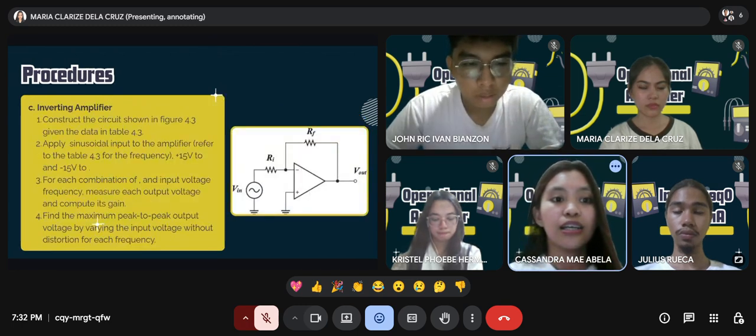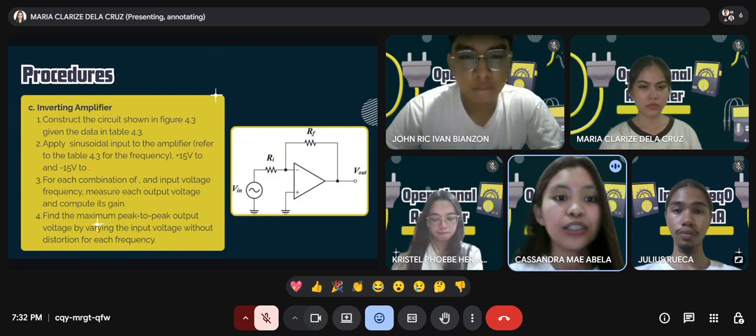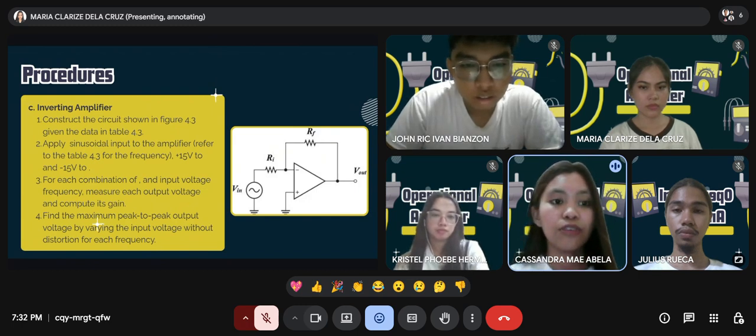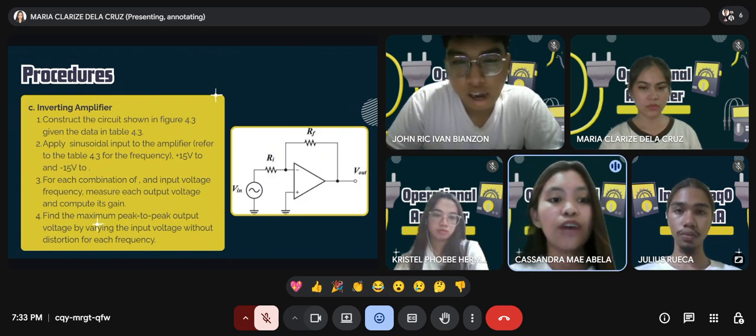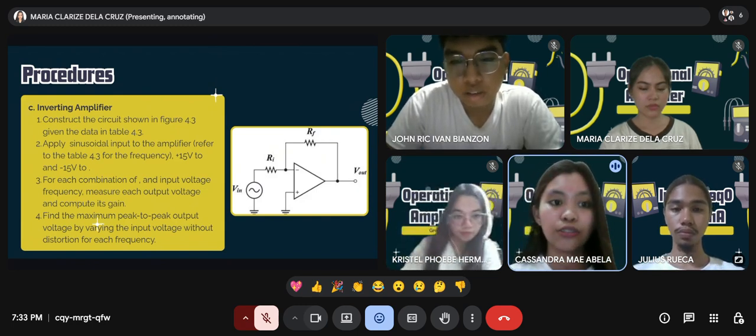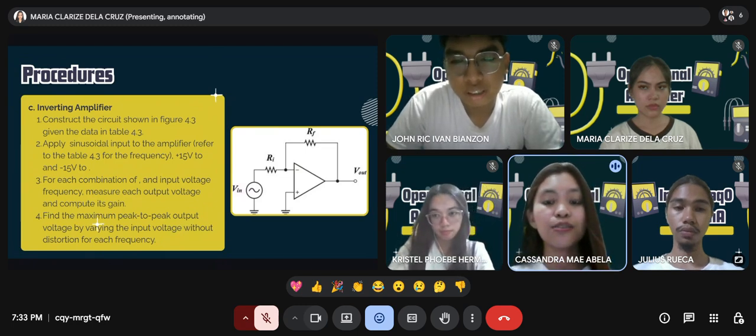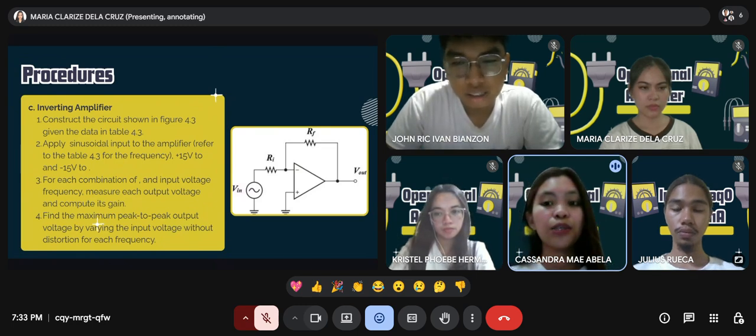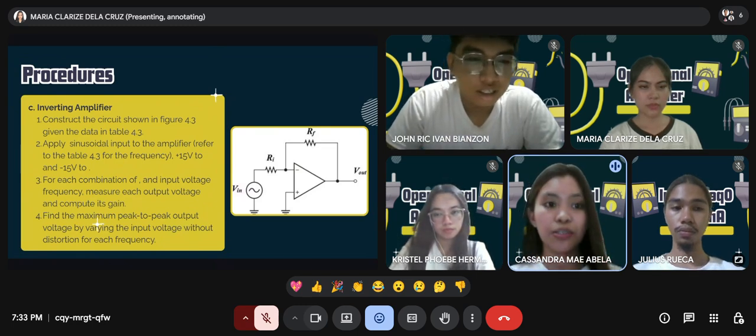And for the inverting amplifier, construct the circuit shown in figure 4.3 given the data in table 4.3. Apply a sinusoidal input to the amplifier, positive 15 volts and negative 15 volts. For each combination of input voltage and frequency, measure each output voltage and compute its gain. Find the maximum peak-to-peak output voltage by varying the input voltage without distortion for each frequency. This procedure is intended to study signal amplification with phase inversion and to analyze the relationship between resistor ratio, gain, and frequency response.